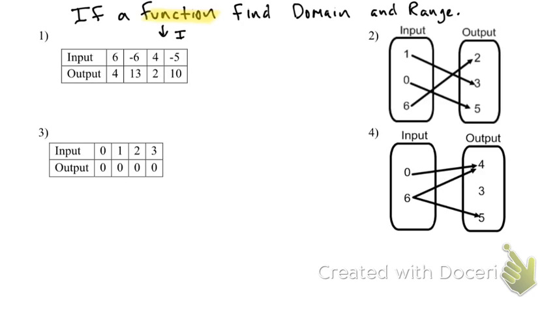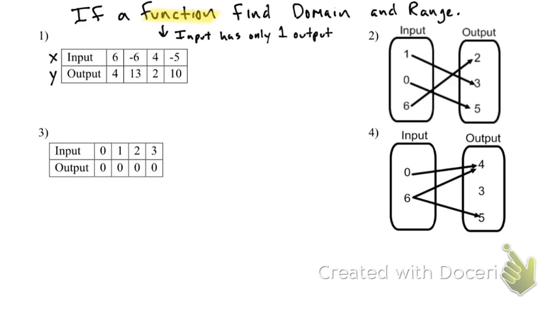The input has only one output. Okay? So, in other words, these x numbers, because remember the input is our x values, output is our y values. So these x numbers can only be associated with one y number.